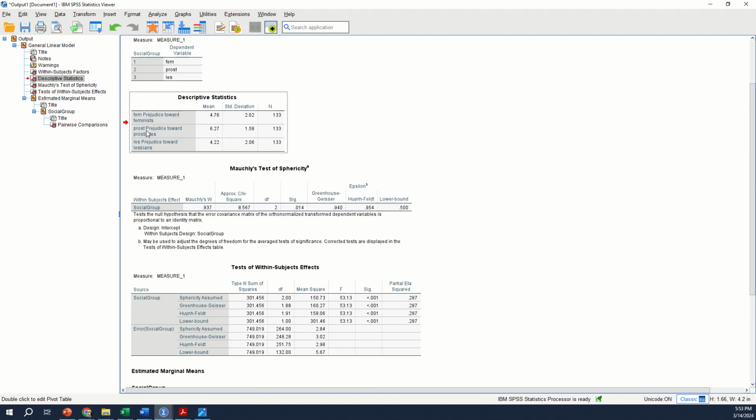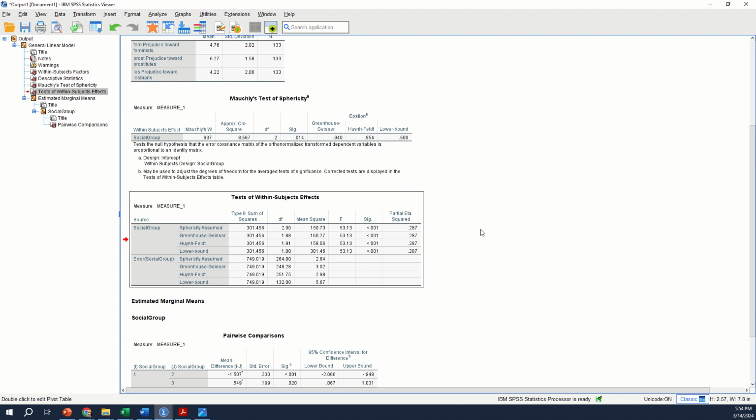And that should not come as a surprise because when we did the paired sample t-test, we know that people reported significantly more, a lot more prejudice towards prostitutes than they did feminists. So we should replicate that difference here in the within subjects ANOVA. We're more interested to see how prejudice toward lesbians compares to the other two outcomes here.